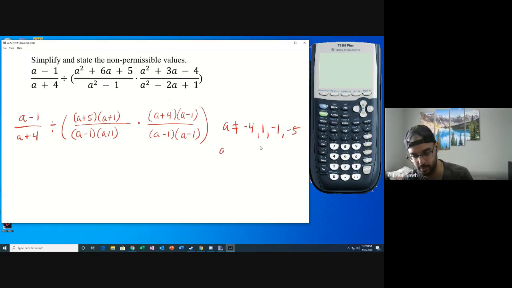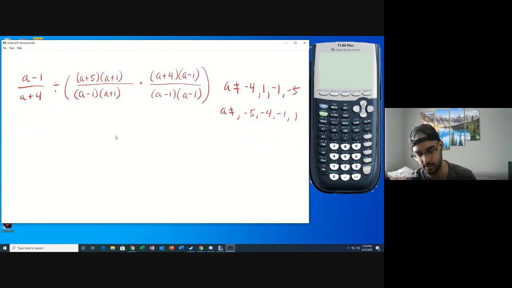And if you want, you can place them in order big to small, small to big, doesn't really make a difference. Negative 5, negative 4, negative 1, 1. Okay, so a can't be any of those values. Now we can go simplify. So let's flip the second fraction, so the entire set of brackets.